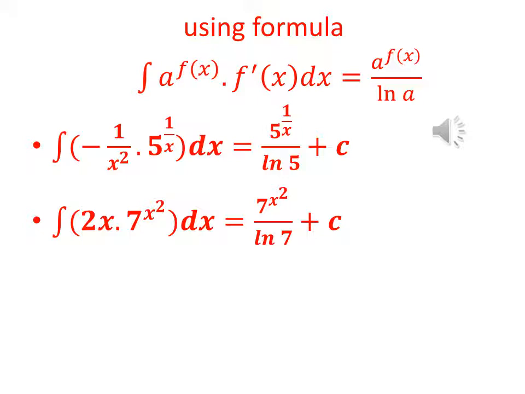Another example: 2x times 7 power x power 2. The power here is x power 2. What is the derivative of x power 2? It is 2x. So for 2x times 7 power x power 2, applying the rule, it is equal to the exponential 7 power x power 2 over ln 7 plus c. These two examples illustrate this rule.